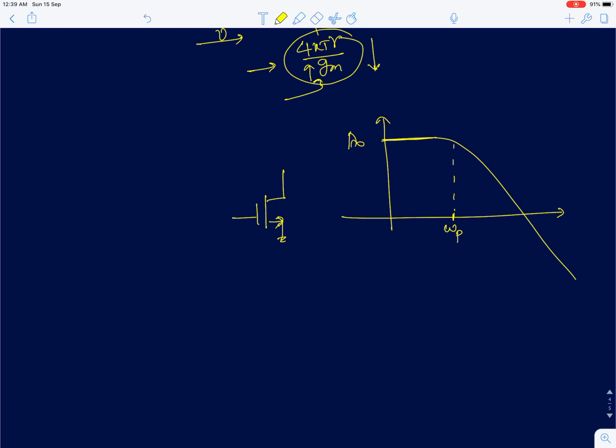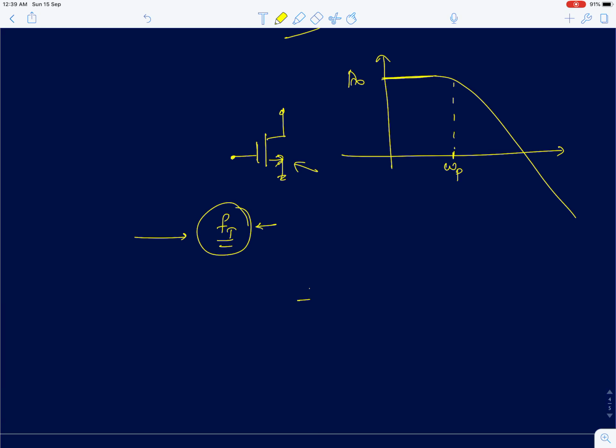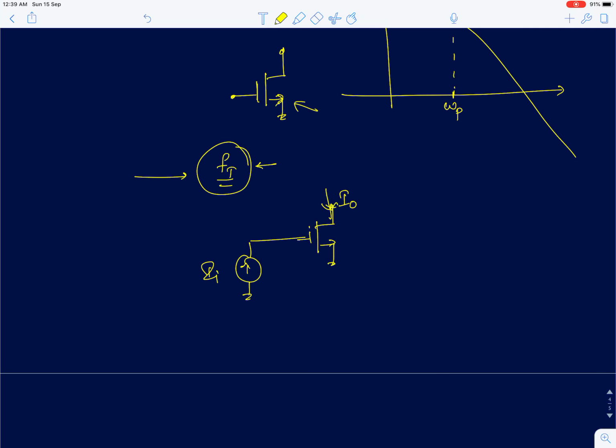Now what is the fundamental limit? To find that, we will try to find Ft. Ft is the transit frequency, or the maximum frequency for the operation of this device. There are two ways we can define Ft. I'll define it for a MOSFET. You can inject a current Ii and try to compute Io, the output current, and then find the frequency at which the ratio of the current gains becomes equal to 1.